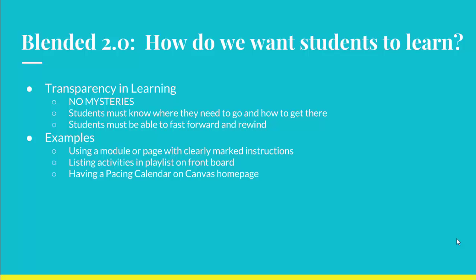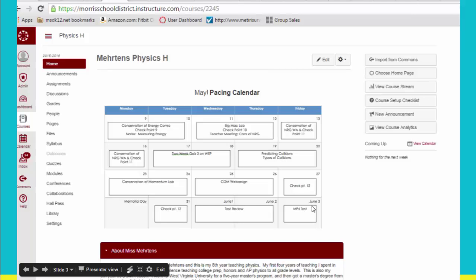Another thing that we like to do in our classrooms is to create a pacing calendar where students can see all of the stuff that they need to get done within a unit. This gives students a little bit of a timeline so that they know where they lie in the class. It also lets them see where it is that they need to go in terms of assignments and other tasks that they need to complete in the class.